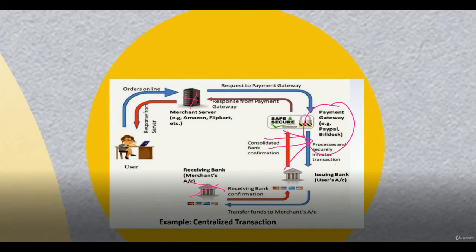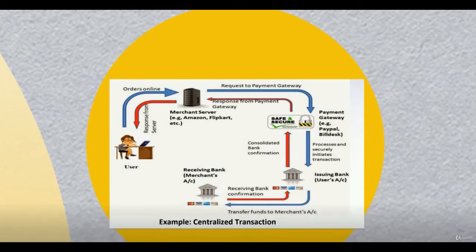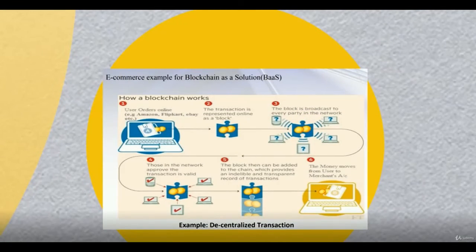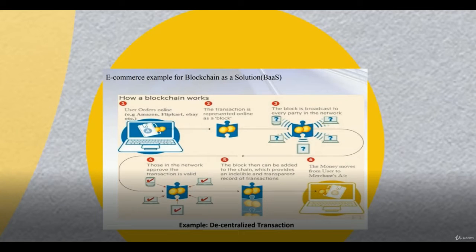That is why we are thinking of going to a blockchain application, or decentralized application. We can see how we can overcome the disadvantages of the centralized transaction and what we can do in the decentralized transaction. This is BaaS, blockchain as a solution for e-commerce. Whenever you make a transaction or place an order, the transaction or the order is represented and stored in a block.